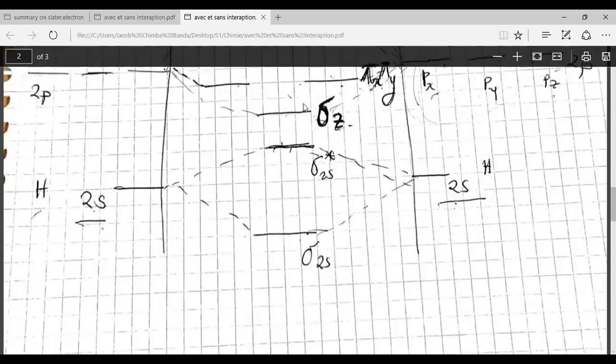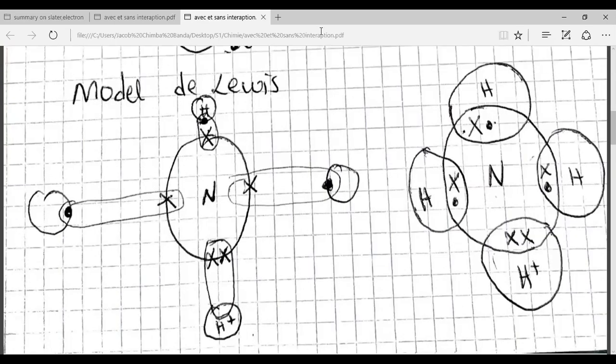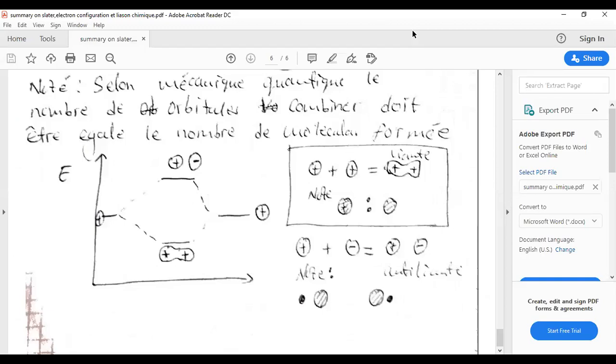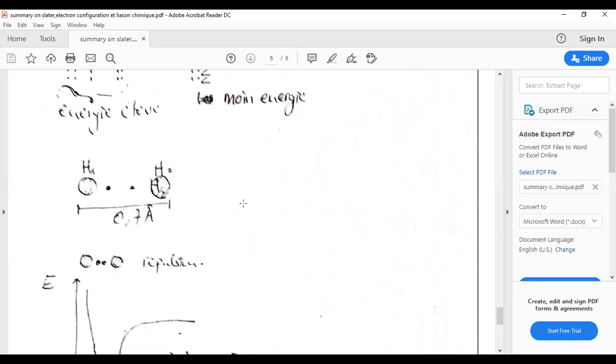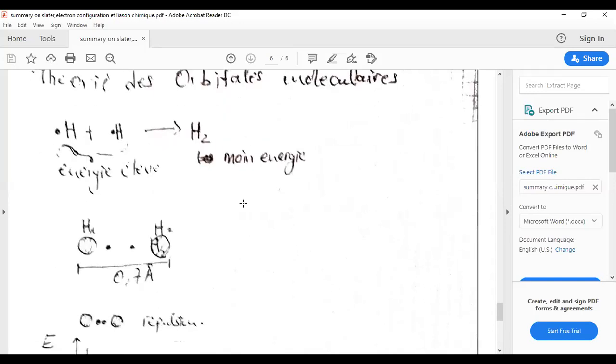So under the diagram, I'll start to repeat. What I was saying under the diagram, I'll start from here. When we talk about molecular orbital theory, we're talking about two atoms coming together to form a molecule. I said under this theory there are two possible ways of forming molecules. For example, hydrogen plus hydrogen, you know that it will give you hydrogen gas.